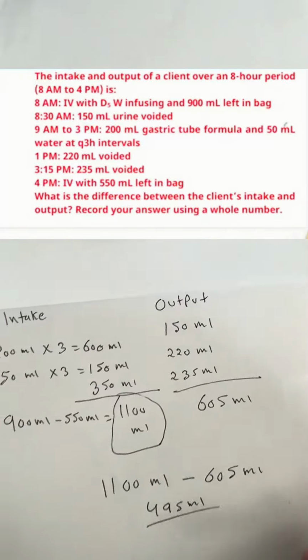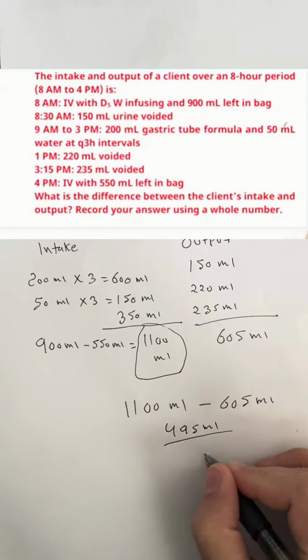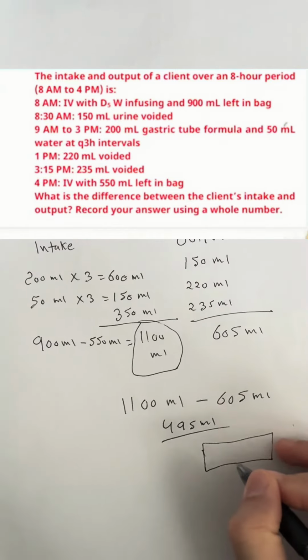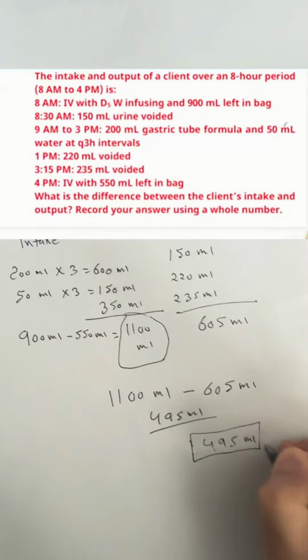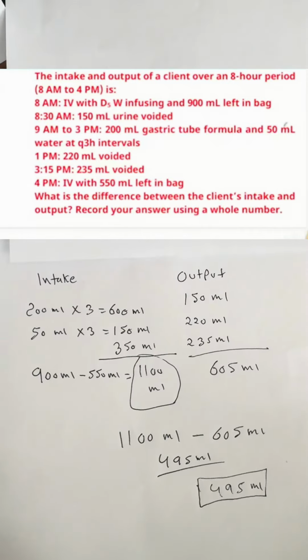During your exam, if you get this kind of question, they will give you a box where you enter the number. So you will say 495 ml. That's how you're going to solve this problem.